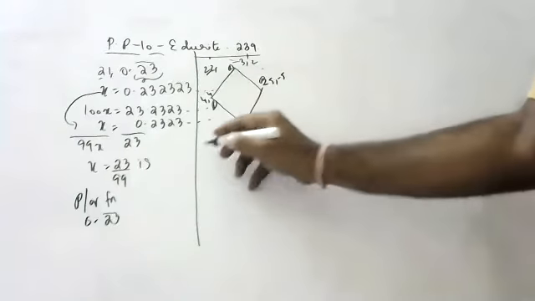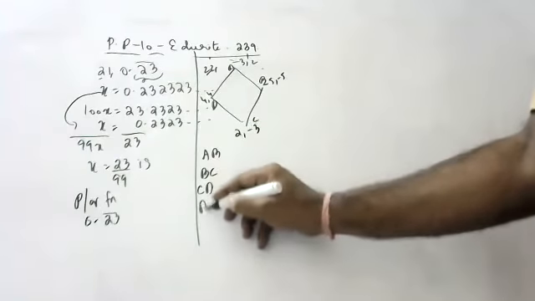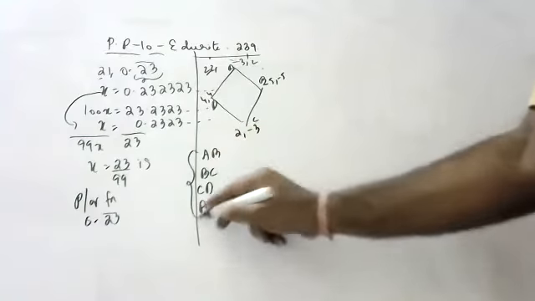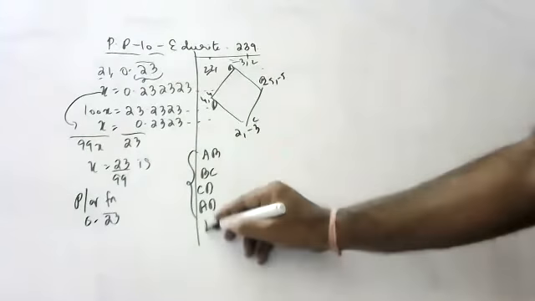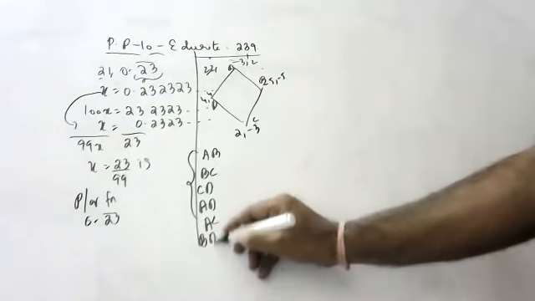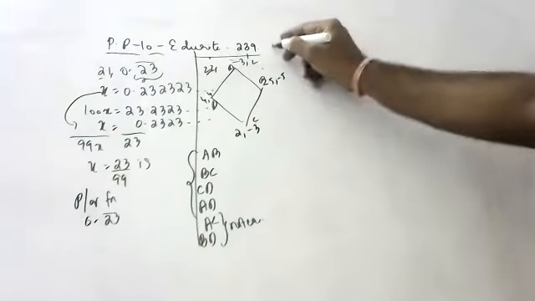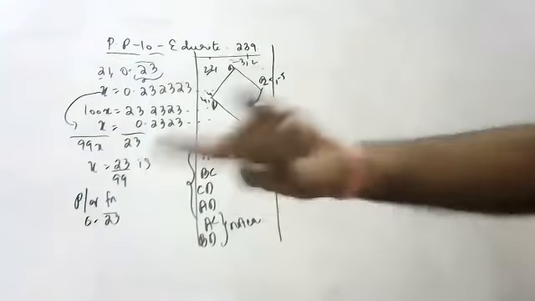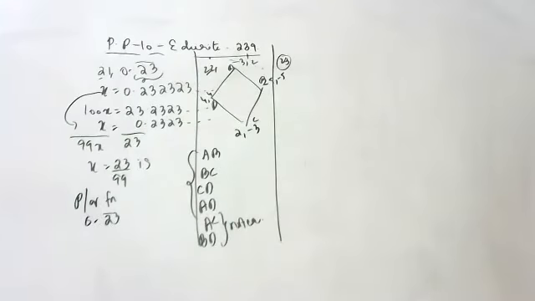You should find out AB, BC, CD and AD. If all sides are equal, it is a rhombus or a square. Now you find diagonals AC and BD. The diagonals should be unequal. If diagonals are unequal, it is a rhombus. If diagonals are equal, it is a square. So that is where the rhombus and square differ, children.